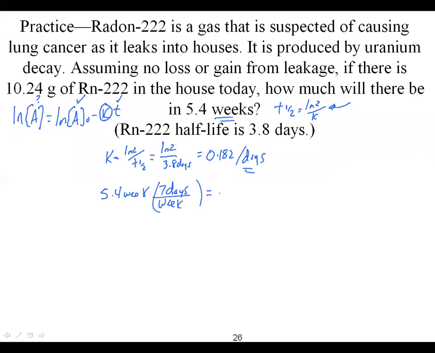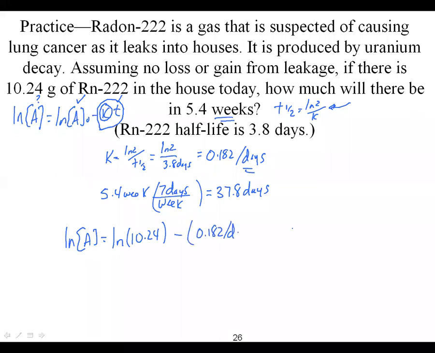And again, just like normal when we're using this equation, we do want to watch these two in terms of those units, right? So now we have pretty much everything that we need here to basically solve this. So if we take the natural log of A equals the natural log of our initial, which was 10.24 grams, minus our K, which we found, times our time here, which again we converted into days as well, so everything should cancel in terms of days. The units here are grams, which is what we're going to end up with.